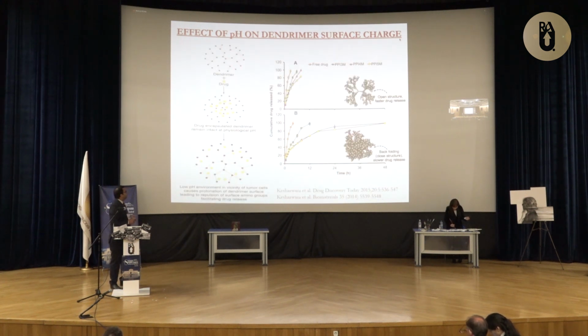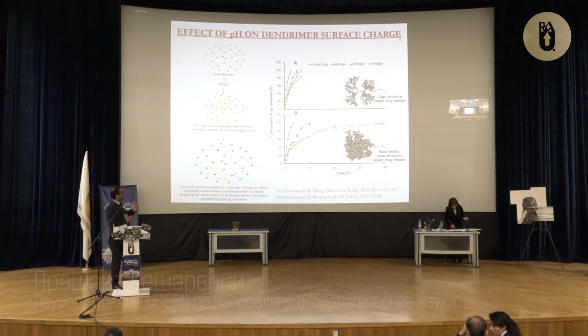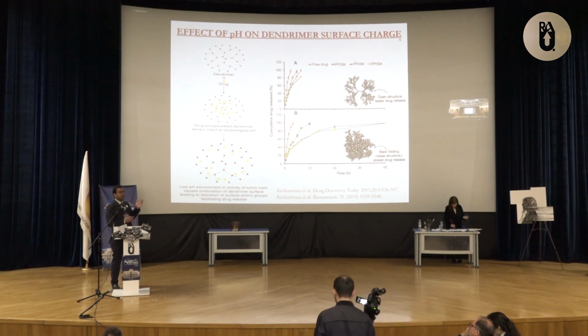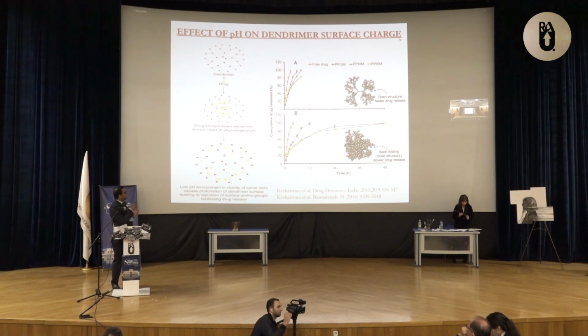Maybe you are thinking, what happened? If you see this graph, graph A shows drug release at acidic environment, and graph B shows drug release at alkaline environment. At acidic environment, because of that protonation, all the drug is released from the formulation within 8 or 10 hours. However, when we go to alkaline pH, the drug release can be sustained up to 48 hours.